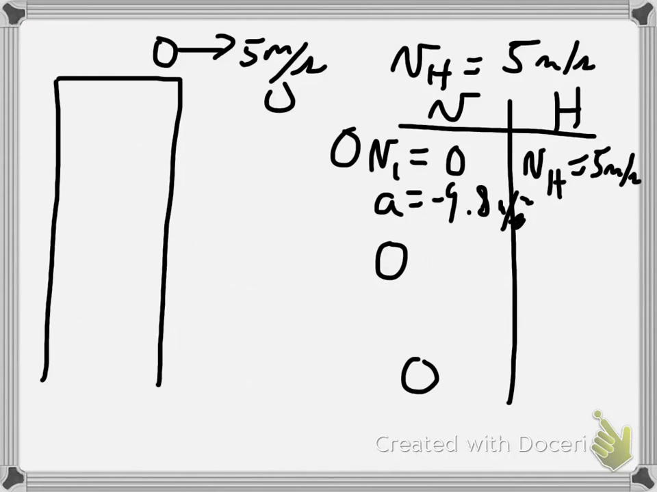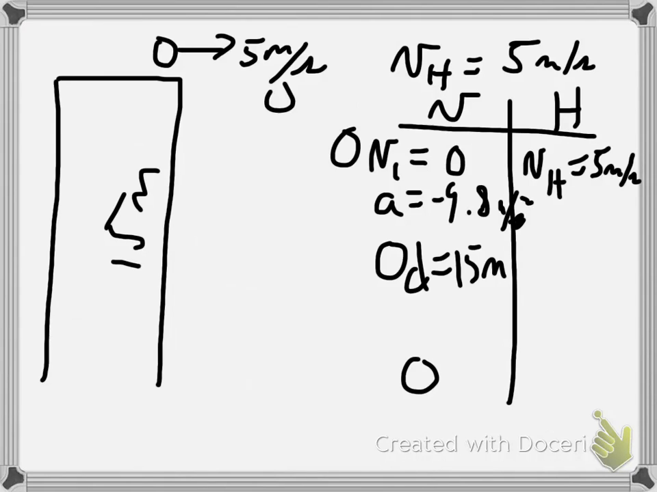And let's see, is there anything else we know? Typically they tell us the height of the tower. Let's go with 15 meters. Okay. So they tell us that distance, 15 meters. And one of the things I might ask is how far away from the tower does the ball hit, or how long is it in the air?